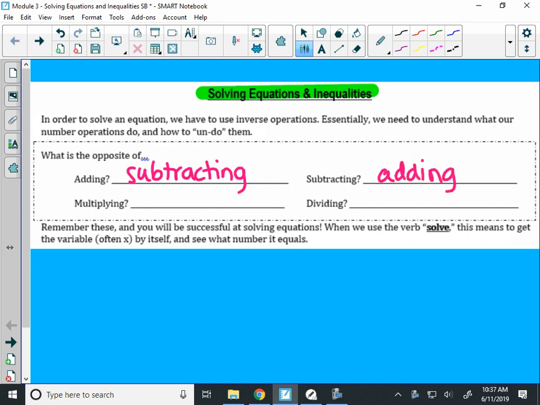Same with multiplying and dividing. The opposite of multiplying is dividing. So that means the opposite of dividing is going to be multiplying. If you get those processes in your head, that they're opposites or inverses, you can solve any equation we're going to throw at you this year, whether there's a square root or a cube or anything like that.